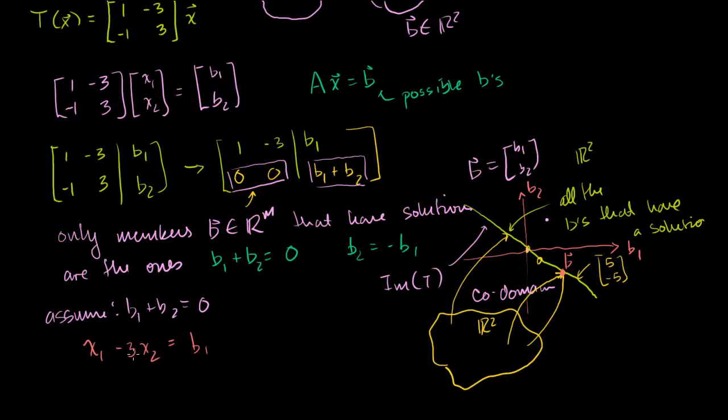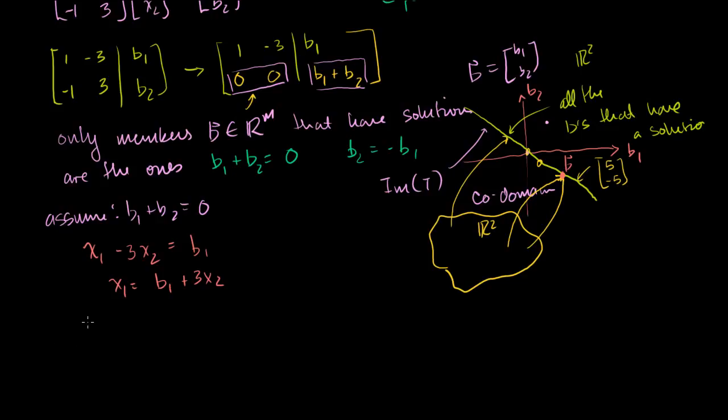So we could write this solution set. Let me rewrite it as x1 is equal to b1 plus 3x2. Or if we wanted to write the entire solution set, it would look like this. x1, x2 is equal to the vector b1, 0 plus x2 times 3, 1. x1 is b1 plus 3 times x2, and x2 is just going to be equal to x2. That's a free variable. So x2 is equal to 0 plus x2 times 1.